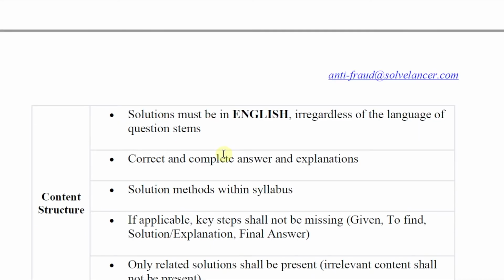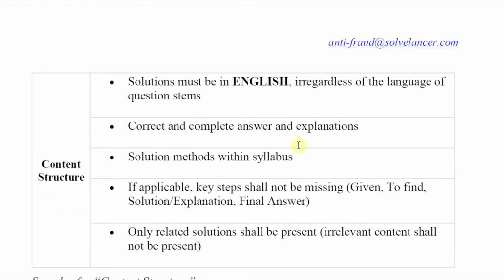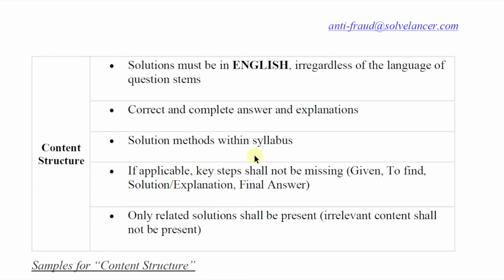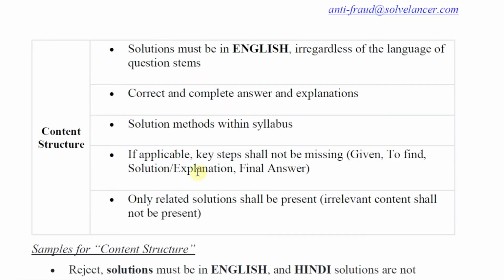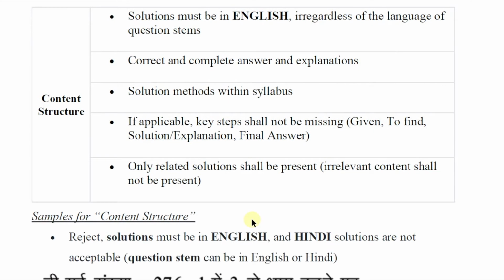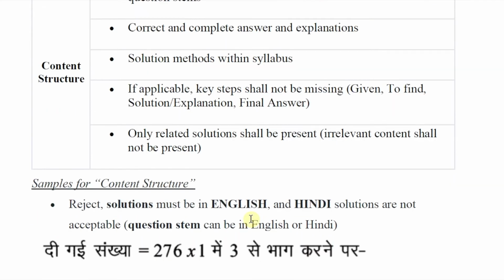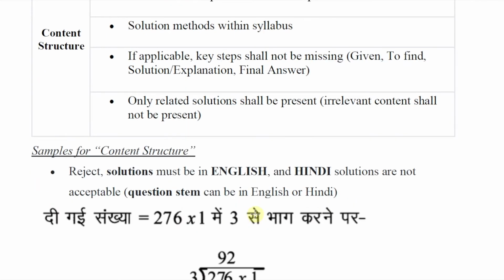Now the content structure. Here the solution must be in English. I have already explained this: regardless of the language of the question stem, there must be a correct and complete answer and explanation, with solution methods within the syllabus, if applicable, and key steps shall not be missing. This is important, like if applicable, because it is not applicable in every type of question. Related solutions shall be present, and irrelevant content shall not be present. Now we'll see the samples for content structure. We will go through some samples and try to understand this as clearly as possible.